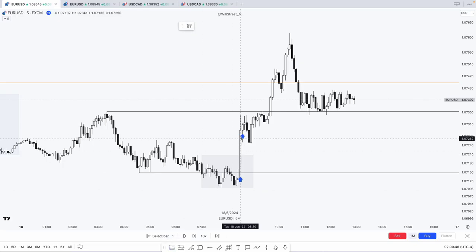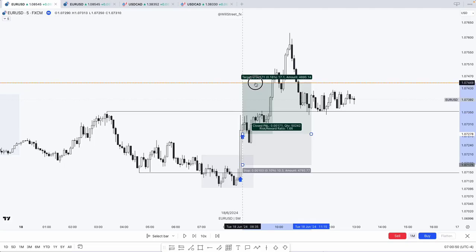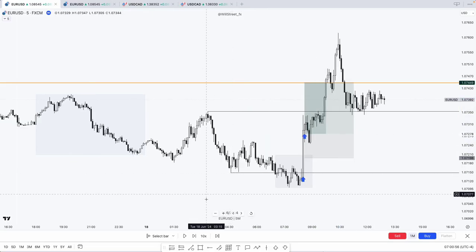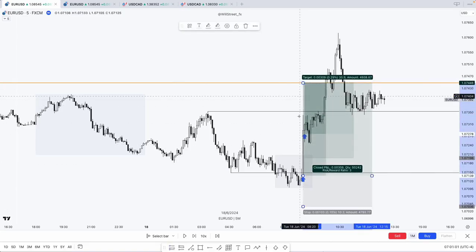Is this our down liquidity? So we're aiming for 1 hour? No. Is this our down liquidity? So we can aim for 2 hours. This is new, so we can aim for 4 hours here.